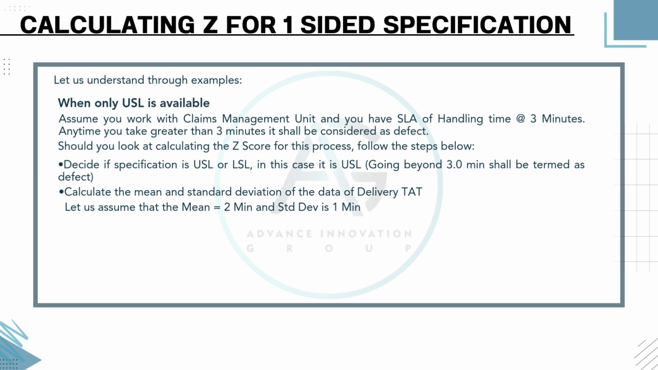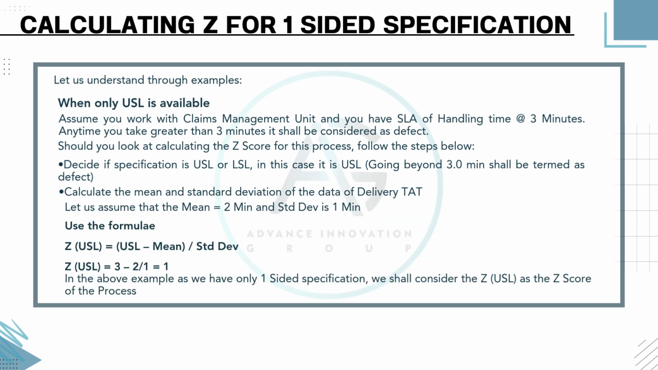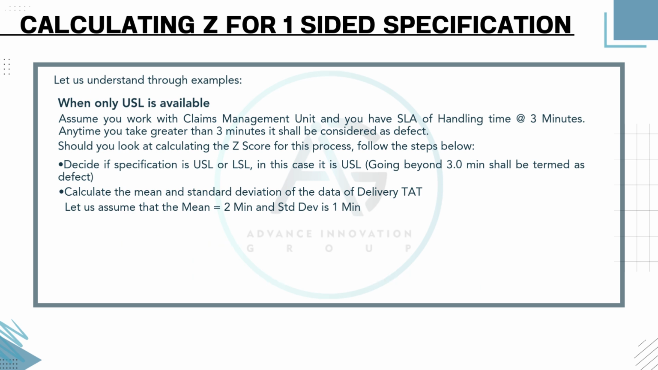Calculate the mean and standard deviation of the delivery TAT data. Let us assume that the mean equals 2 minutes and standard deviation is 1 minute. Use the formula Z USL equals USL minus mean divided by standard deviation. Z USL equals 3 minus 2 divided by 1 equals 1. In the above example, as we have only one-sided specification, we shall consider the Z USL as the Z-score of the process.